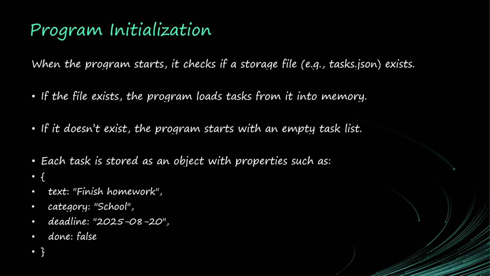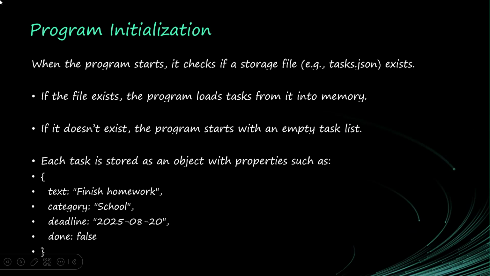So if we have something, we could load this thing from the database. But in this case, we're not working with a database, we're just working with a storage file, a tasks.json file. So if that file exists, we'll load the tasks from the JSON file into memory. The current program that is running has a memory. So if it doesn't exist, the program will start with an empty task list. So we have an array.